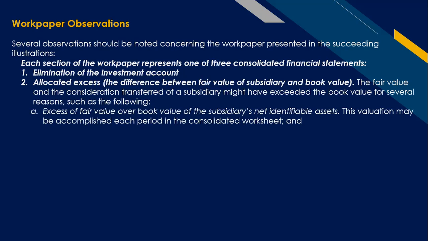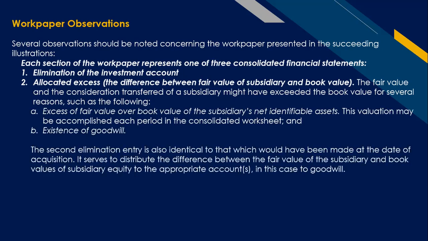This valuation may be accomplished each period in the consolidated worksheet and existence of goodwill. The second elimination entry is also identical to that which would have been at the date of acquisition. It serves to distribute the difference between the fair value of the subsidiary and book values of subsidiary equity to the appropriate accounts, in this case to goodwill.